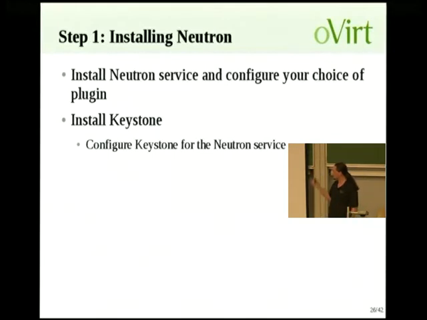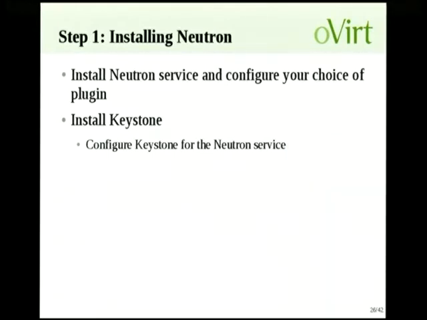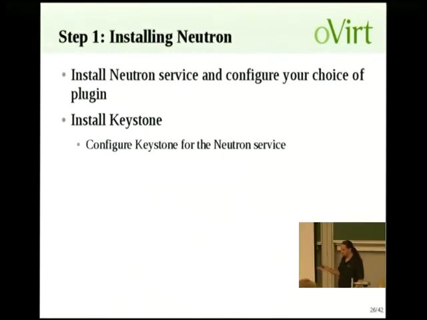Basically, installing Neutron, that's what you have to do by yourself. You install Neutron on some machine. It can be the oVirt machine or some other machine. And just choose whatever plugin you want. And if you want security authentication, then you need to install Keystone and also configure Keystone to talk with Neutron. So that's like the hardest part of this integration. All of the other steps are in oVirt.